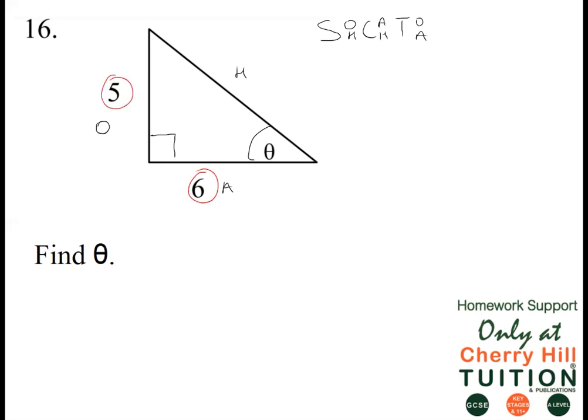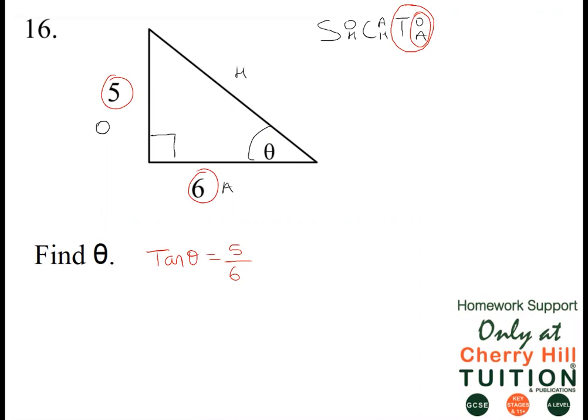So I will give you 20 seconds to just work out which formula you think we will need to use. Hopefully you will agree that we need to use tan because it involves opposite and an adjacent. So tan of theta is equal to opposite, which is 5, over the adjacent, which is 6. So tan of theta is equal to 5 over 6.